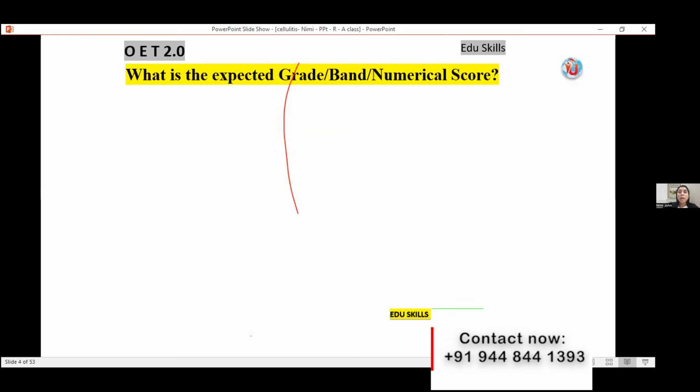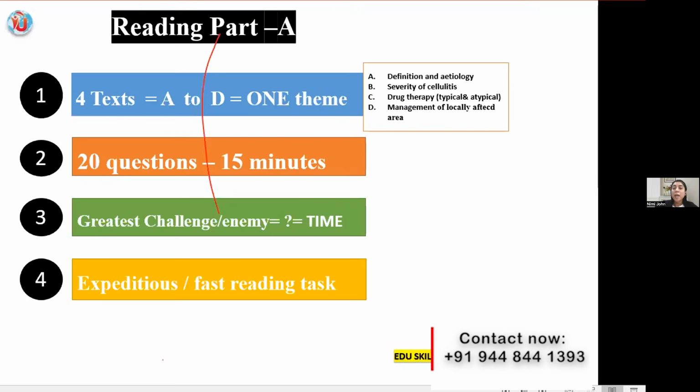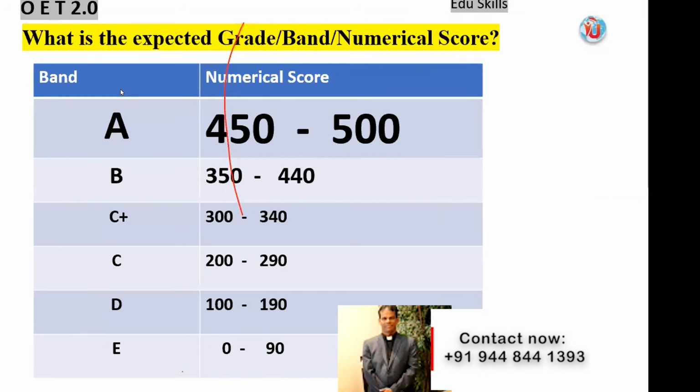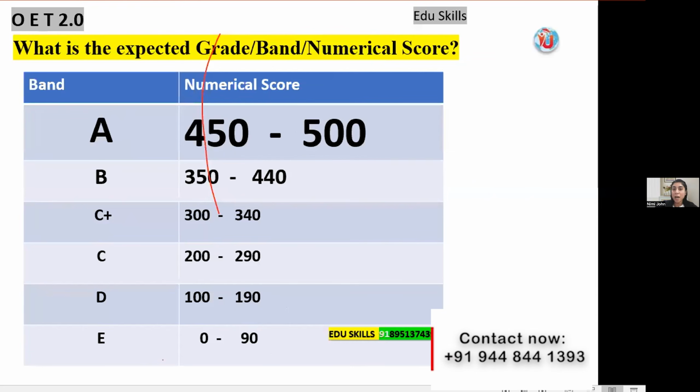So what is the expected grade or band? Here, the A grade is 450 to 500 and the B score is 350 to 440. So C plus D, we are not thinking about this one. In Edu Skills, we are only aiming for grade A. So you have to set your mind for grade A.